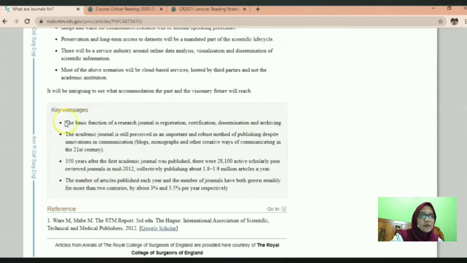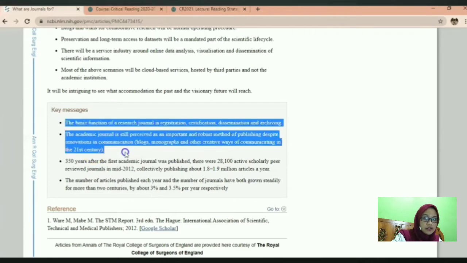The first one is the basic function of a research journal is registration, certification, dissemination, and archiving. The second one is the academic journal is still perceived as an important and robust method of publishing despite innovations in communications such as blogs, monographs, and other creative ways of communicating in the 21st century. So I think the first and the second key messages are the most important to understand.